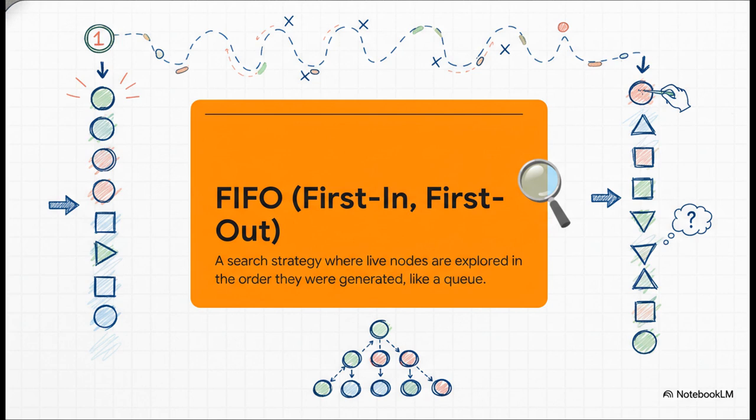It means we explore the spots on our map in the exact same order that we discovered them. It's literally like waiting in line, or a queue. The first location we added to our places to visit list is the first one we're going to check out. You might also know this as a breadth-first search.